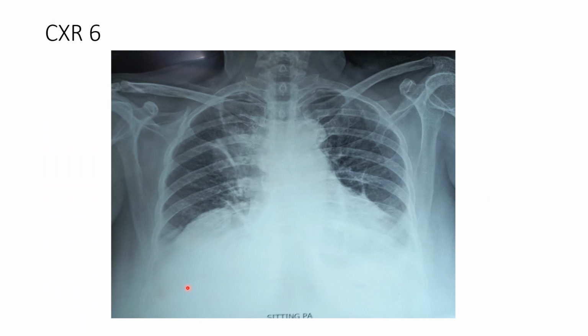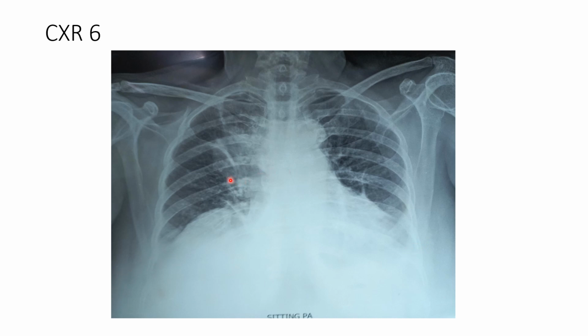Here, focus on the lower zone. So here there is a blunting, right? So here there is a blunting, and here it is also blunted. The CP angle is blunted. So this is a bilateral pleural effusion.